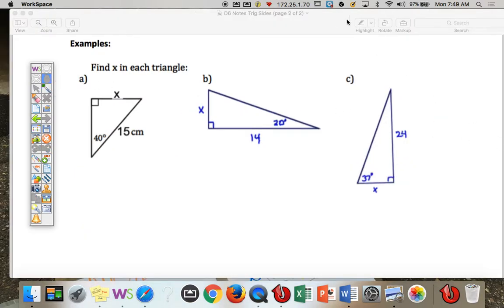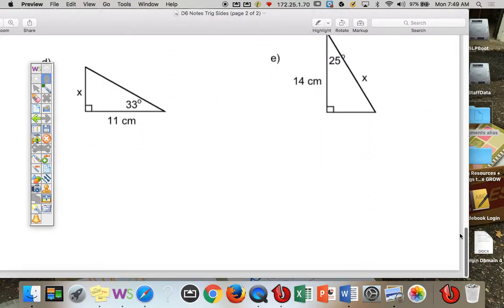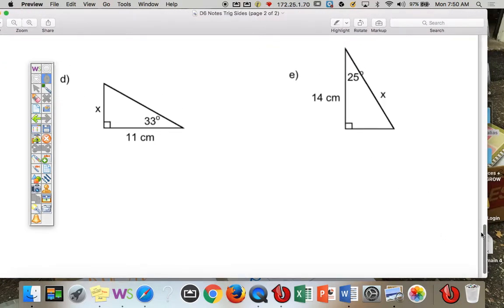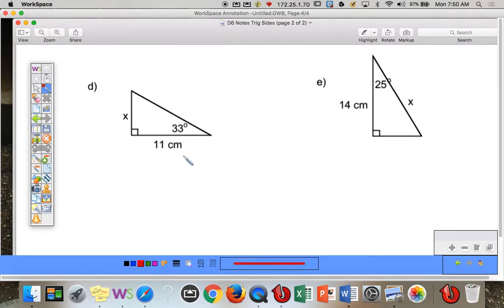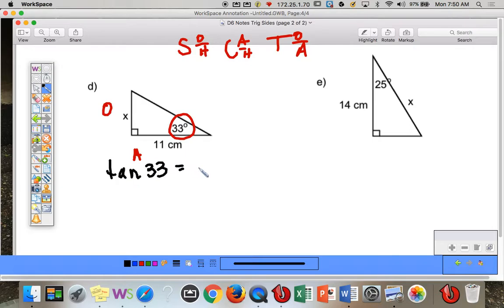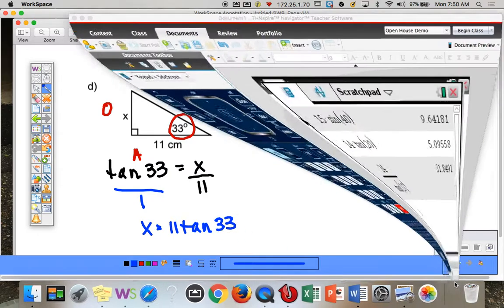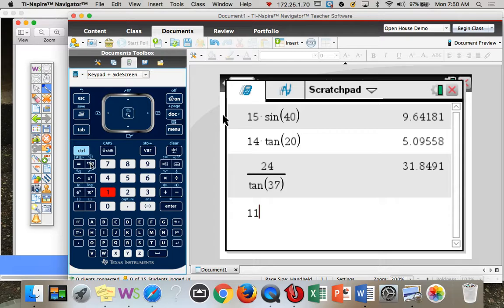Okay, let's try a few more. Okay, so again, circle the angle. We have 33 degrees. We have the opposite side. Again, we have the adjacent side. So again, if we look at SOHCAHTOA, we have tangent. So we're going to write tangent of 33 equals x over 11. We'll cross multiply. x equals 11 tangent 33. Type that in. 11 tangent 33. And we get 7.14.